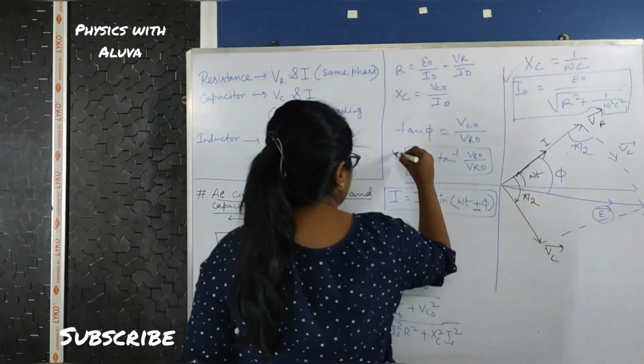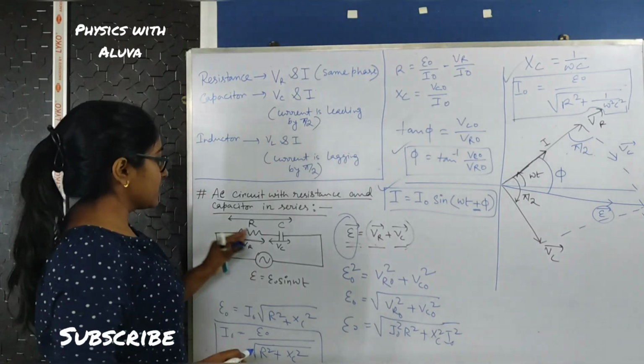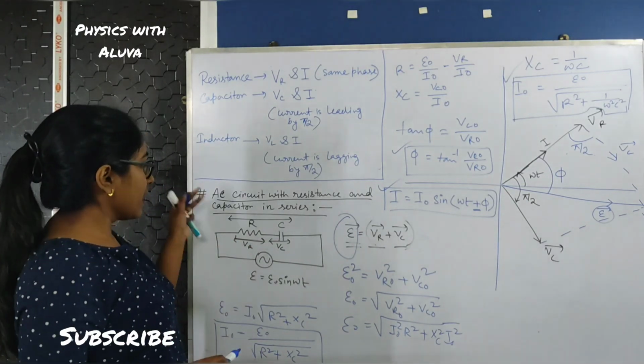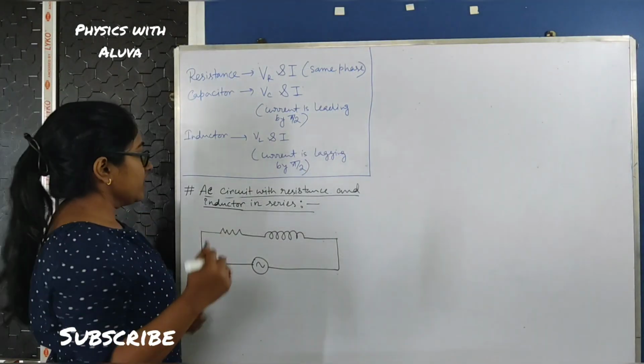Okay, and this is the value of phi and this is the value of the current. I hope it is clear. When the resistance and capacitor are in series, what will we do? Now we will discuss AC circuit with resistance and inductor in series. Okay, this is our next derivation.